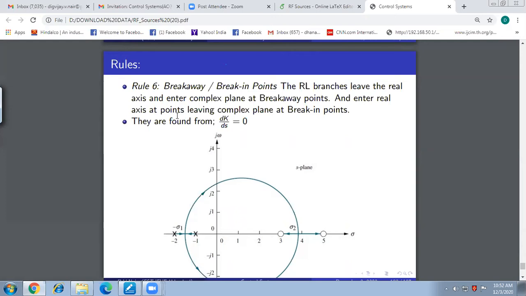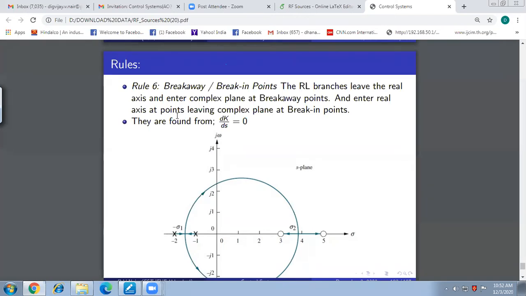It's not necessary that root locus branches will always originate on the real axis only. So far the open loop poles were on the real axis, but if open loop poles are complex, then root locus branches will originate at those complex points in the S plane. Anyway, now let us understand rule 6.